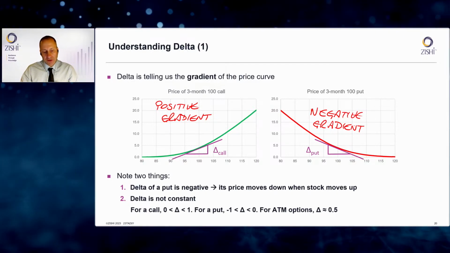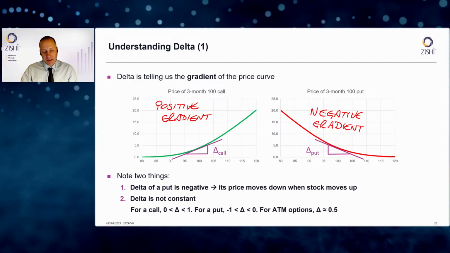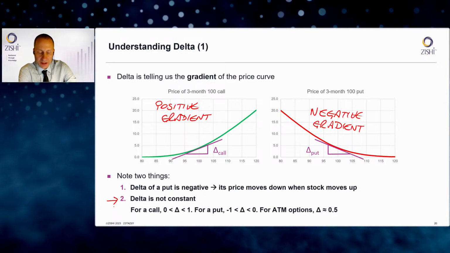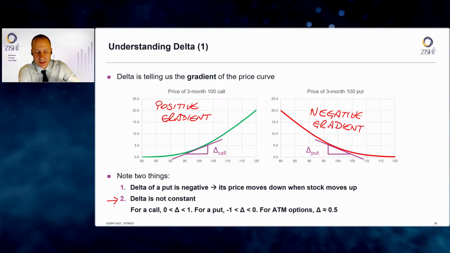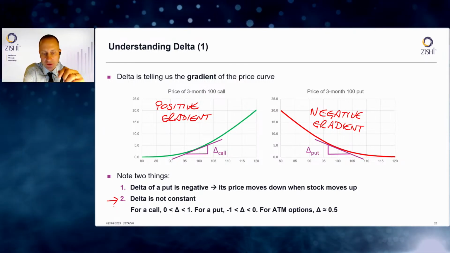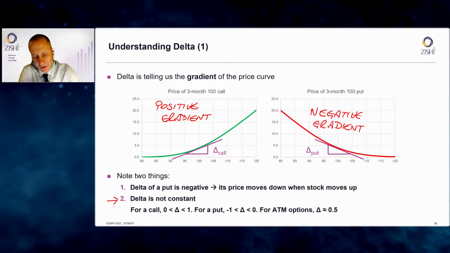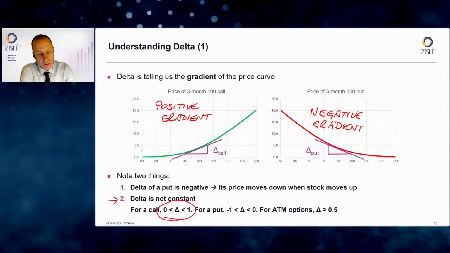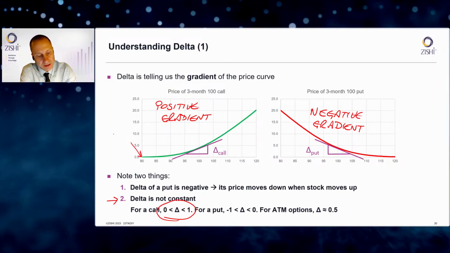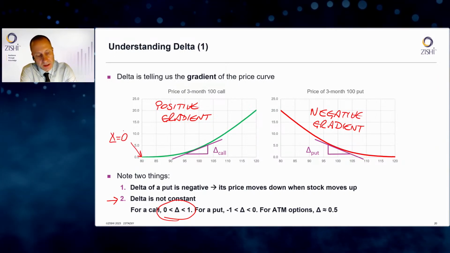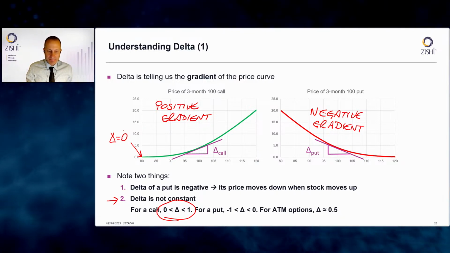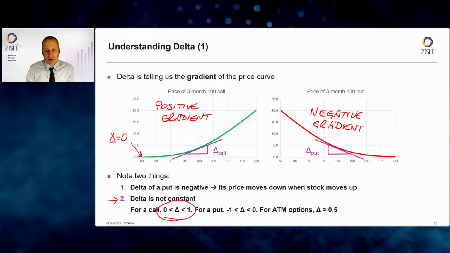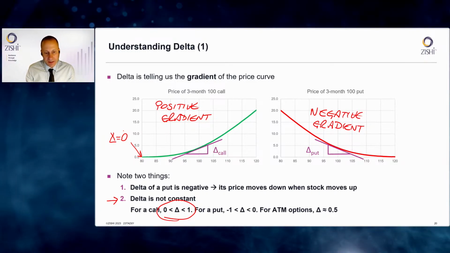Okay, so a couple of things to understand here. The delta of the put is negative. Also, and you can observe this just by looking at the green and the red lines, delta does not stay constant. In fact, delta varies between 0 and 1 for a call option. So when we're right down here on the left-hand side, delta is 0, and that's because the option's dead. So moving up or down in the stock by a small amount doesn't have any effect on my price because my price is 0 regardless.